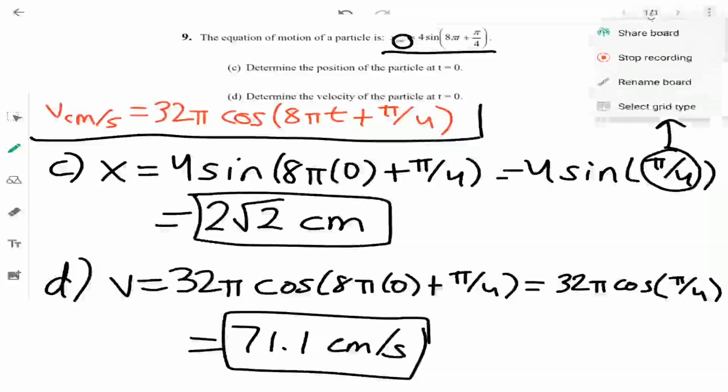Okay, let's start with part E. What is the acceleration of the particle at time t? I've given you guys a hint here. I've given you the velocity. You should know what to do with that. I'll wait for a few seconds. You can all pause the video, solve, and then I'll check with you. Okay, let's check it together.